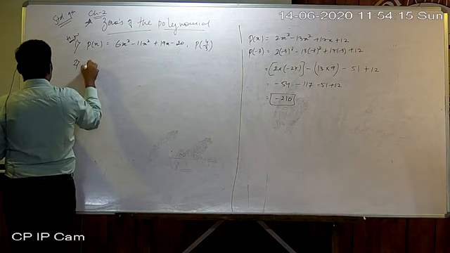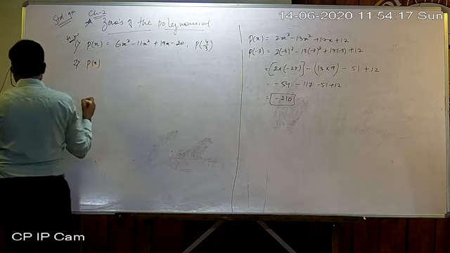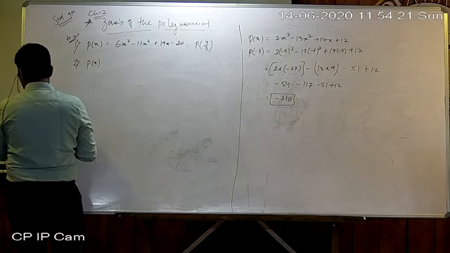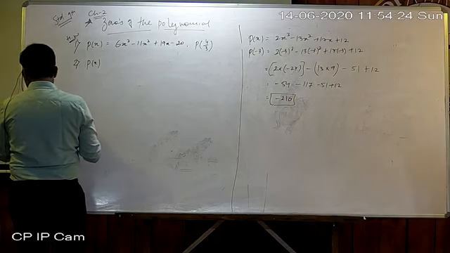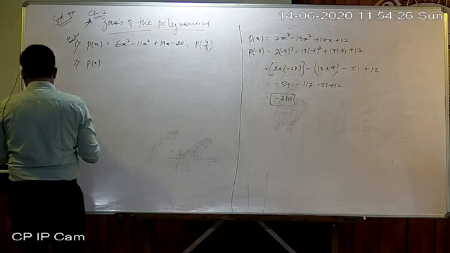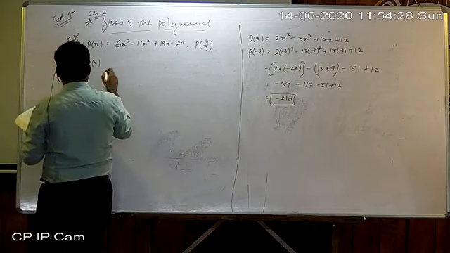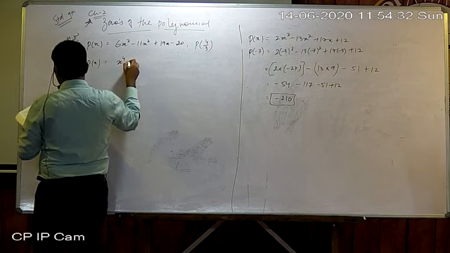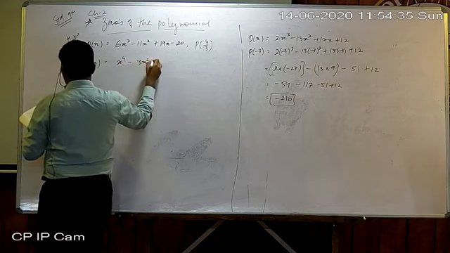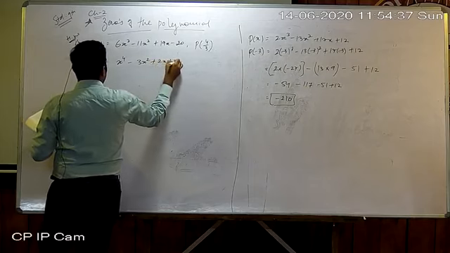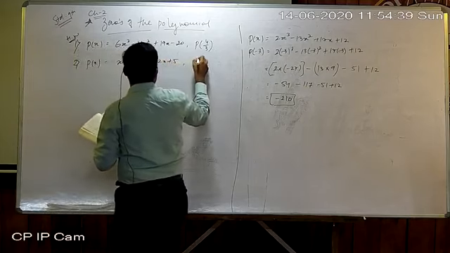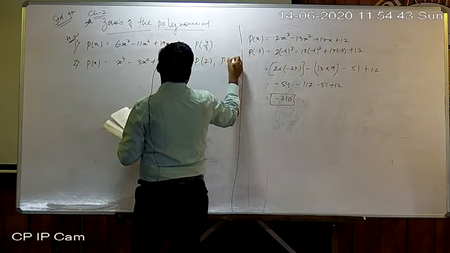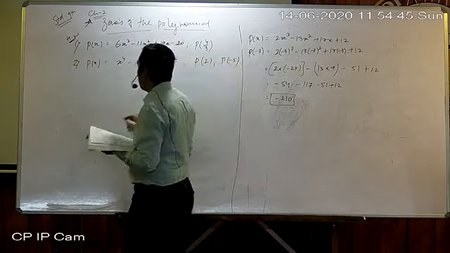Second one is p of x equal to x raised to 4 minus 3x square plus 2x plus 5, for p of 2 and for p of minus 5. Okay.